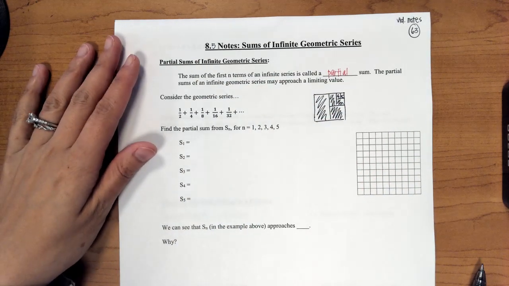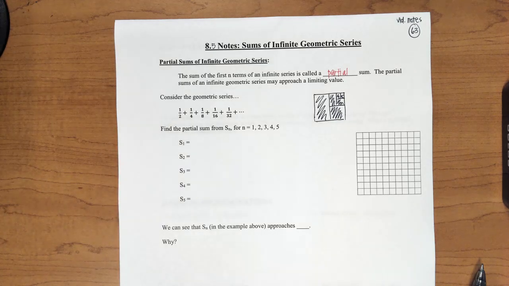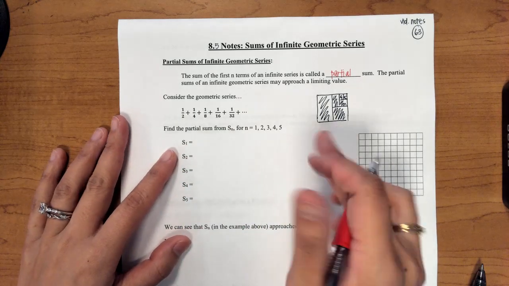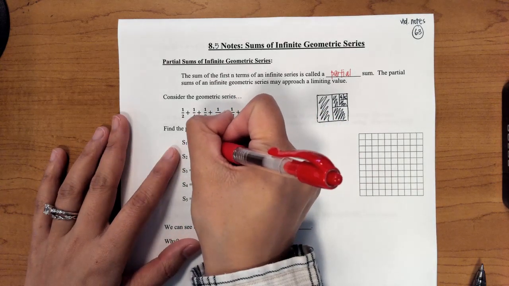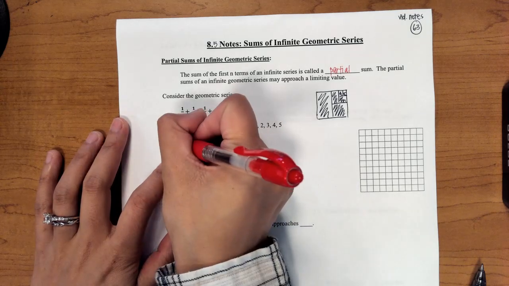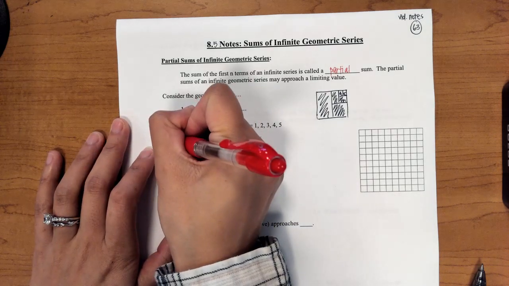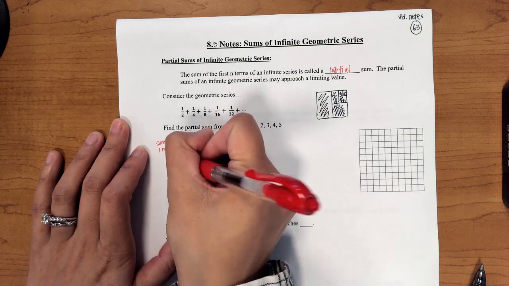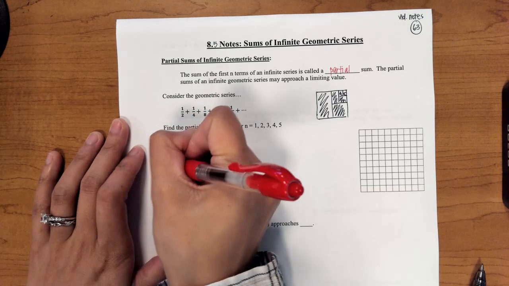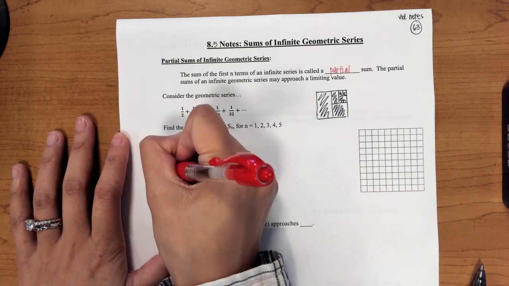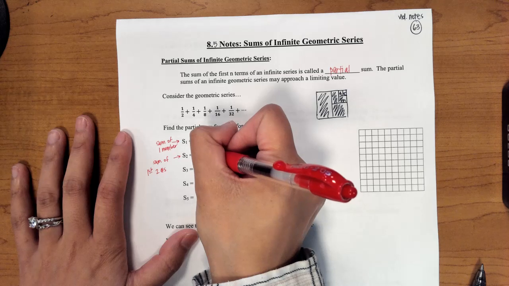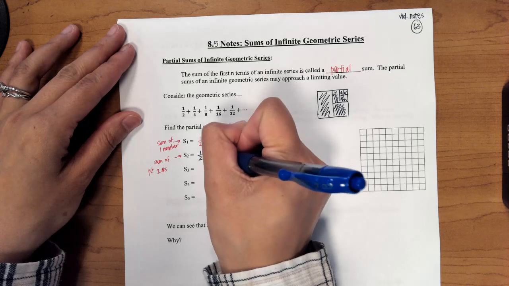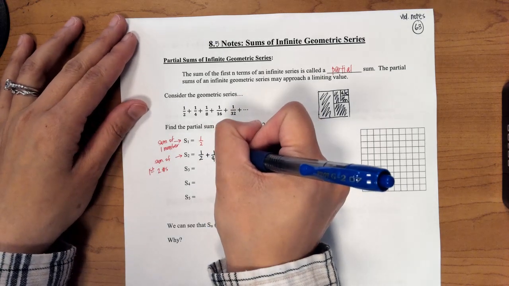So this partial sum is basically saying, let's see what it approaches. If I take 1/2, S of 1 is the sum of one number. S of 2 is the sum of the first two numbers, so it'll be 1/2 plus 1/4.